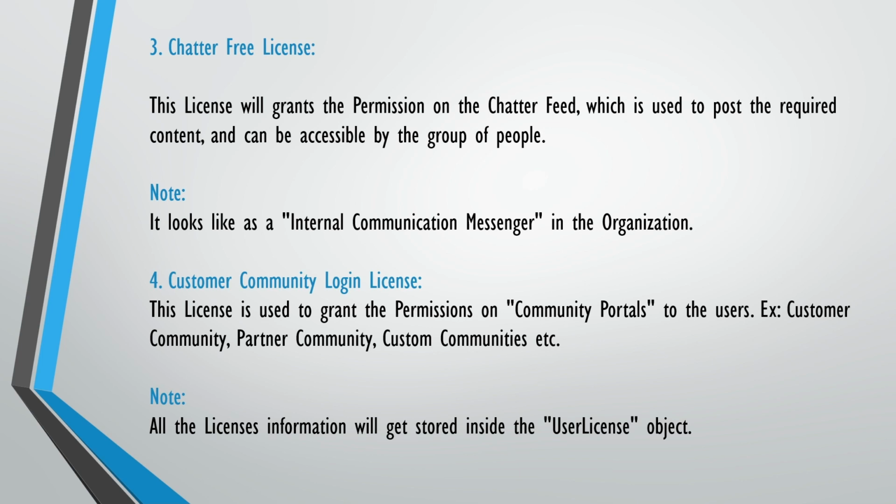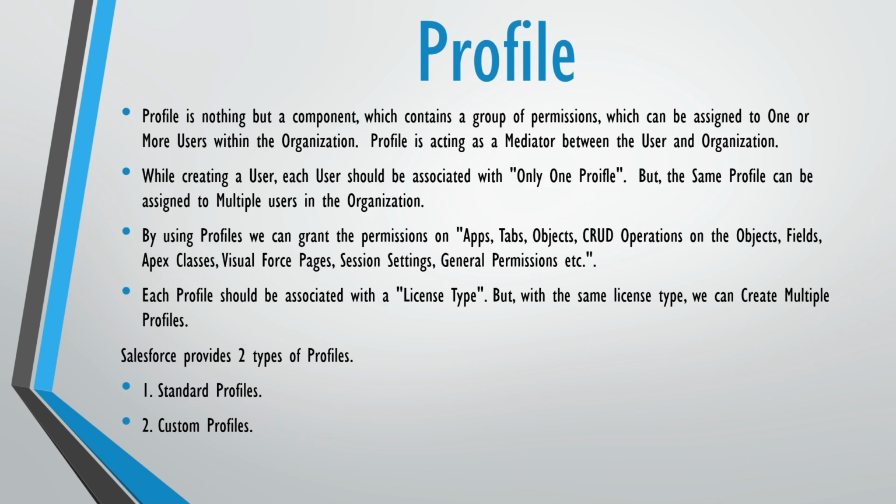4. Customer community login license. This license is used to grant the permissions on community portals to the users. Example: customer community, partner community, custom communities etc. Note: all the license information will get stored inside the user license object.